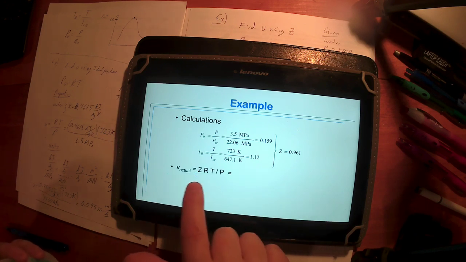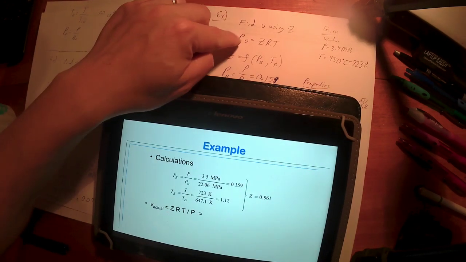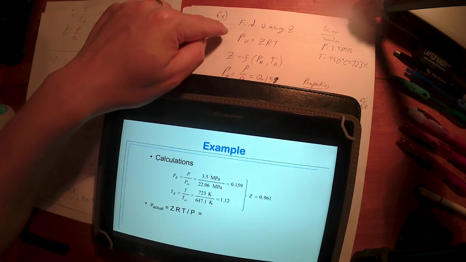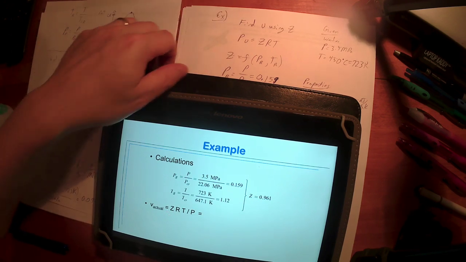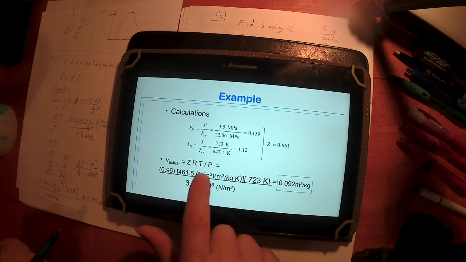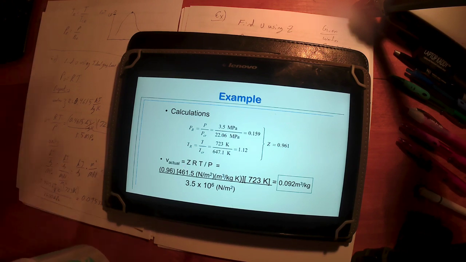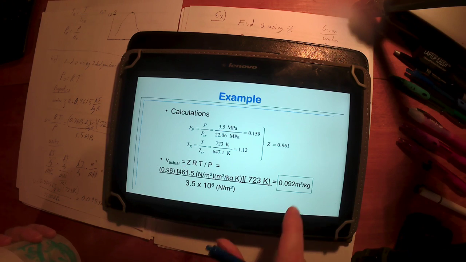Well, again, I said earlier, PV is equal to ZRT. So once you've got a Z value in hand, your V value is the only unknown, and then we have to wrestle with the units again. Again, they're suggesting take everything down to newtons and meters. Take your pascals and your joules down to newtons and meters, and then the units go away easier, and that's true. And so notice what we get there. We get 0.092 when we solve for V.